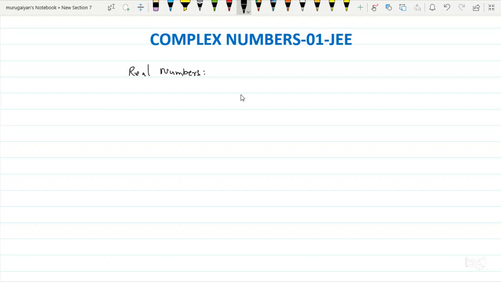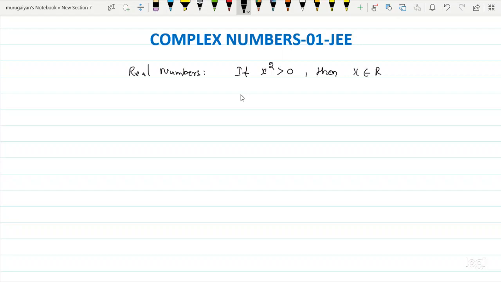All numbers that can be marked on a number line are real numbers. Or, if the square of a number is positive, very important, if the square of a number is positive, then the number x is considered a real number. This is the simple definition of a real number.